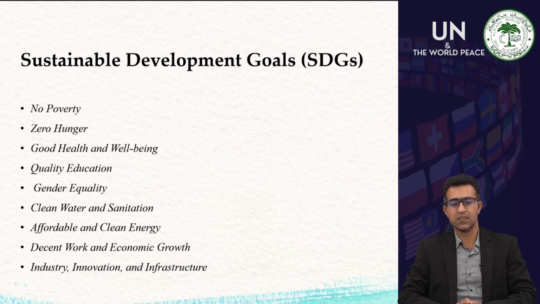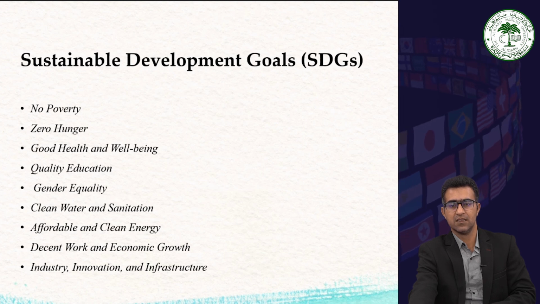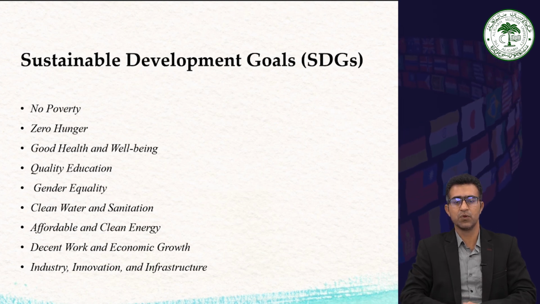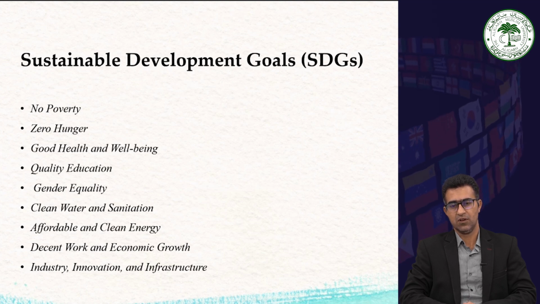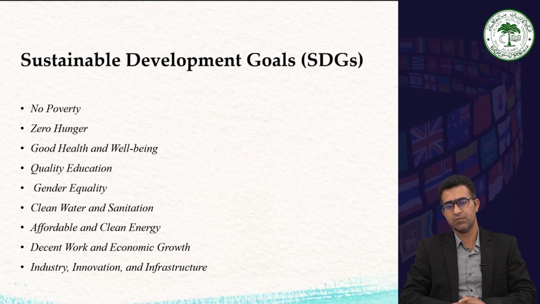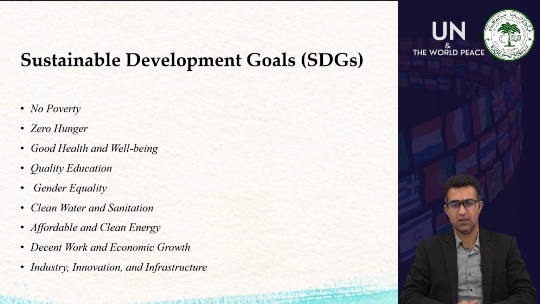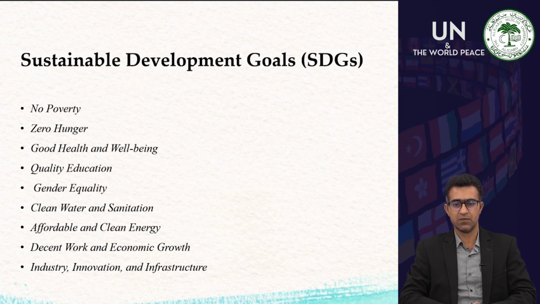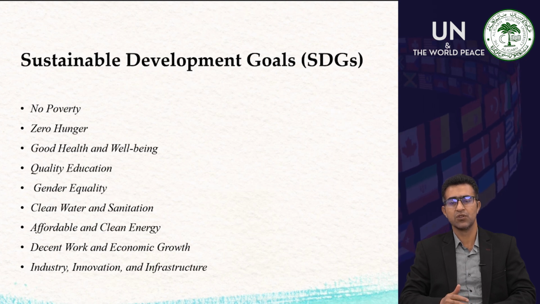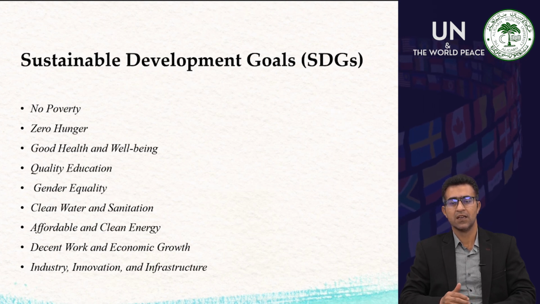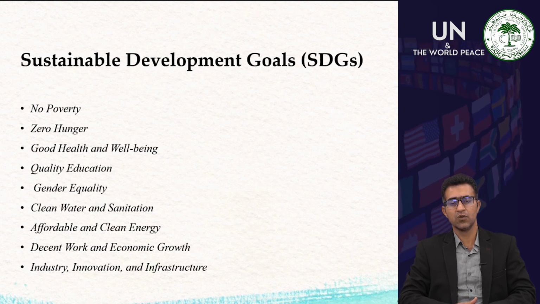The second goal is zero hunger, which means to end hunger, achieve food security, improve nutrition, and promote sustainable agriculture. So, the target of the second goal is to end hunger and malnutrition, increase agricultural productivity and incomes of small-scale food producers, and ensure access to safe, nutritious, and sufficient food for all.